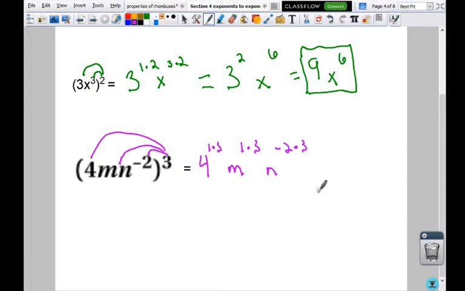Alright, and now we can go through and simplify. So I have 4 to the 1 times 3 is 4 to the 3. M to the 1 times 3 is M to the 3. And then N, negative 2 times 3 is negative 6. So let's simplify it a little more. And 4 to the third really isn't too bad.